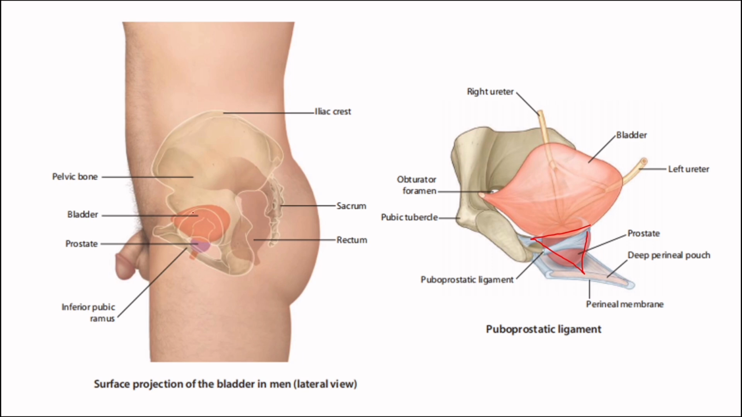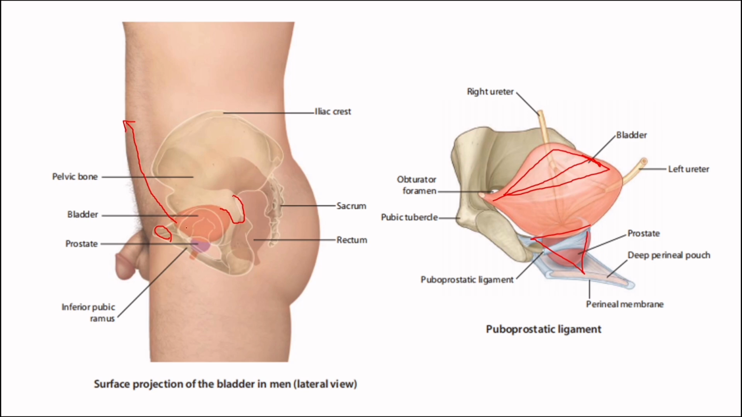Then the bladder has its anterior relation, which is the pubis. Posterior relation, we find the rectum, and the space between the rectum and the bladder is called the rectovesical pouch, because when you hear the word vesical, think of bladder. Then the superior surface is covered by peritoneum.